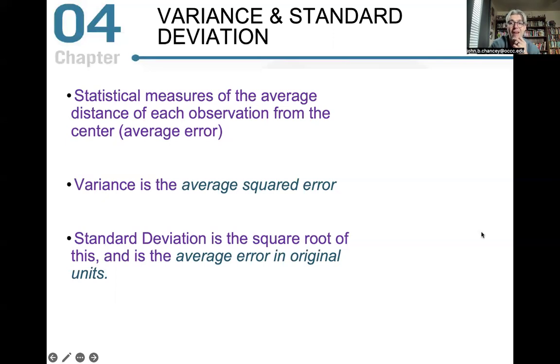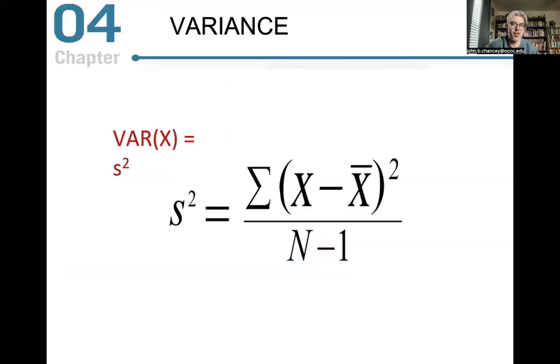Variance is looking at the average squared error. Standard deviation is the square root of this. So if we know variance, we can find standard deviation. If we know standard deviation, we can find variance. But we're really talking about how much, on average, our scores differ from the mean. We're trying to find an average of those distances.